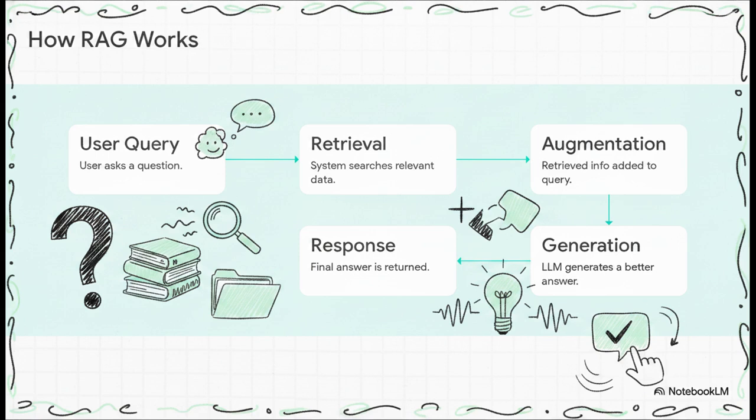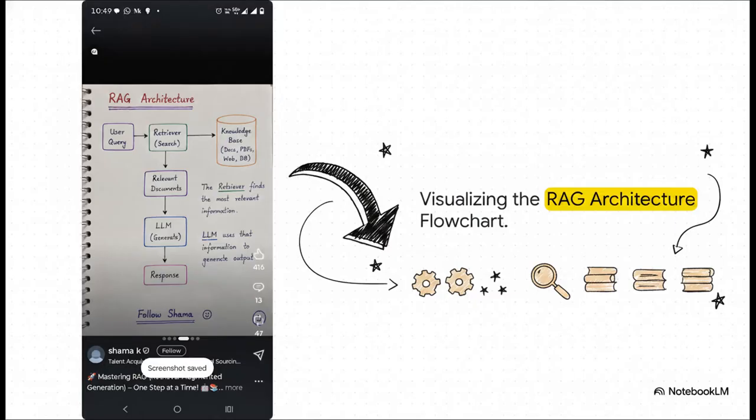Step 4 is generation, where the LLM reads that newly augmented, fact-filled information to generate a much smarter answer. And finally, step 5, response. You get a fact-checked, highly accurate reply. When you map it all out visually, you can really see this flow.